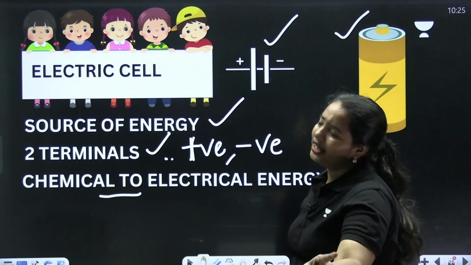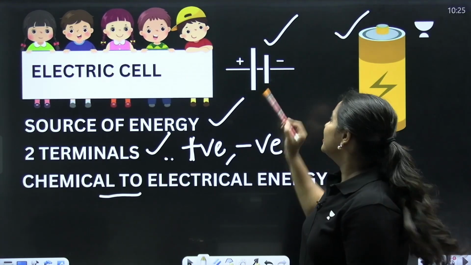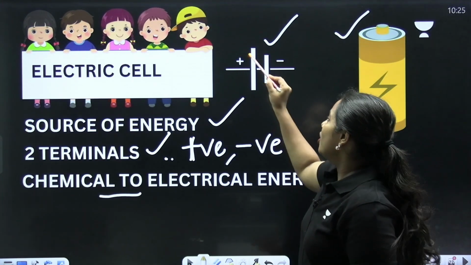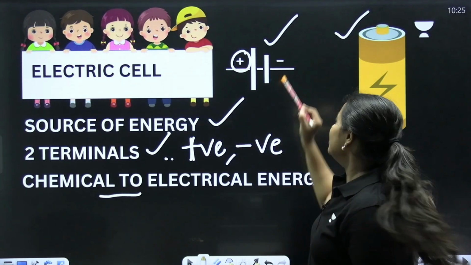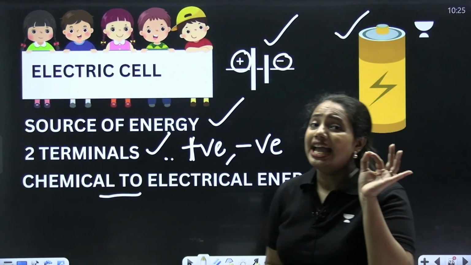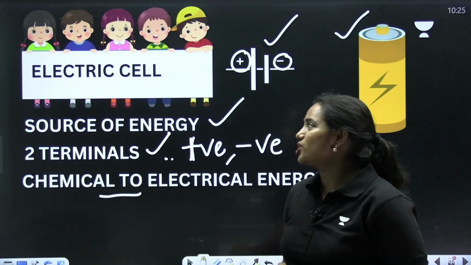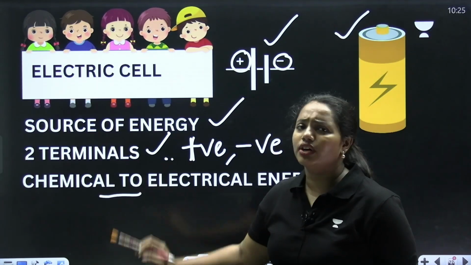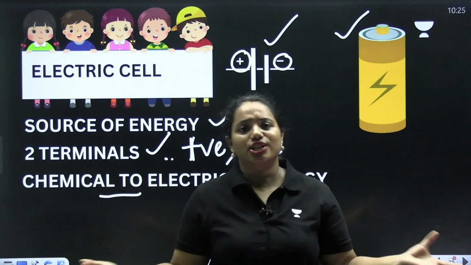If you look at the symbol of an electric cell, you can see that there are mainly two parts. What are they? You can see a long line, then a short line. The long line represents the positive terminal and the short line represents the negative terminal. So these are the two terminals of an electric cell. And the conversion is nothing but chemical to electrical energy.